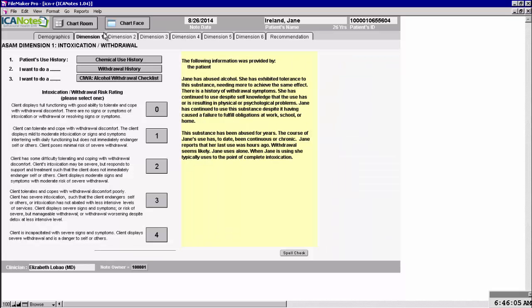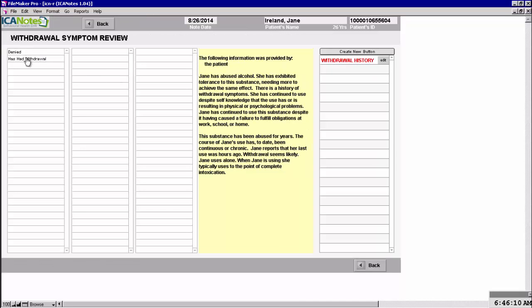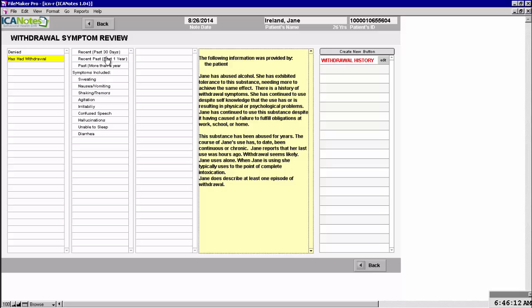Let's go back. And if you want to do a withdrawal history, we can just capture that right here. This patient does have a withdrawal history within the past year. Symptoms included sweating, nausea and vomiting, agitation, irritability, confused speech, maybe some hallucinations. And we don't have seizures on here, but I'm going to put that on here. Just add that in here. I could actually make that a custom button. That's something that we need to add to the program. And I'm going to go back.